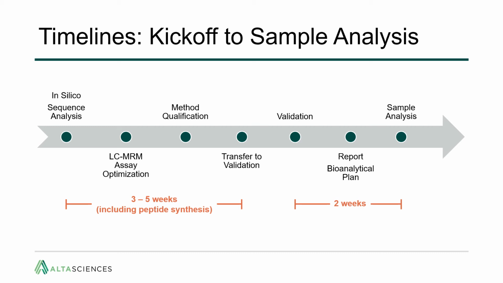The rate limiting step is really the synthesis of heavy labeled peptides. The sooner we have access to the antibody protein sequence, the sooner the heavy labeled peptides can be ordered and the method development initiated. Following method development and qualification, the assay can be validated typically within 2 weeks and be ready for sample analysis. We are therefore looking at an overall 5 to 7 weeks time frame between study kickoff and method development to sample analysis.